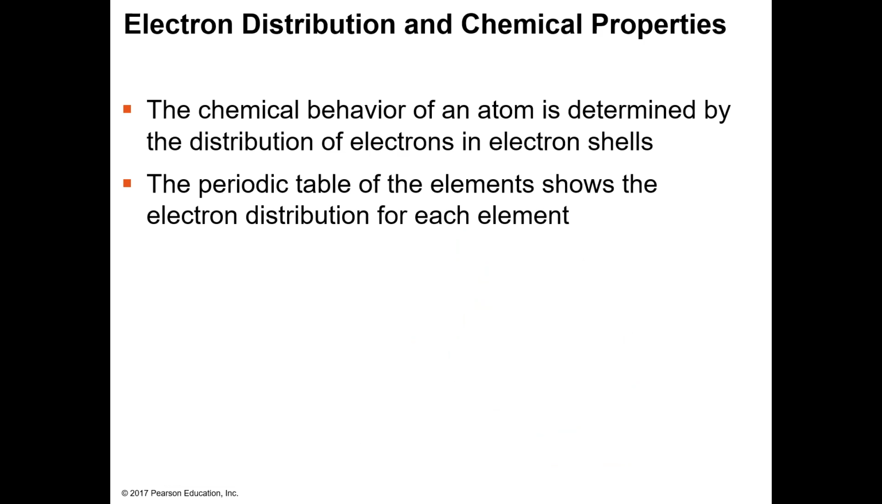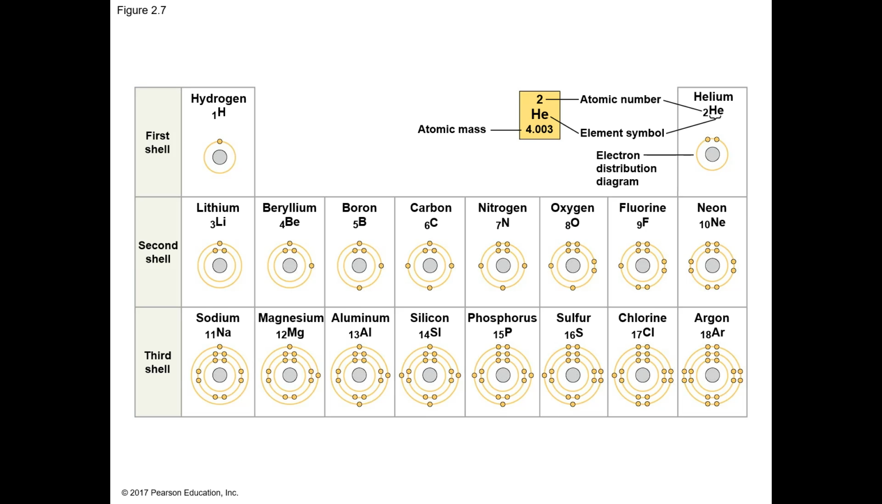The chemical behavior of an atom is determined by the distribution of electrons in electron shells, and the periodic table of the elements shows the electron distribution for each element. So here's a periodic table. Now they're showing you how it's depicted here. You have the first shell, which has hydrogen and helium, and hydrogen has 1 electron in its innermost shell, and then helium has 2 electrons in that innermost shell. And then when you drop to the second row of the periodic table, you add another shell on, another row of another orbital, if you will.